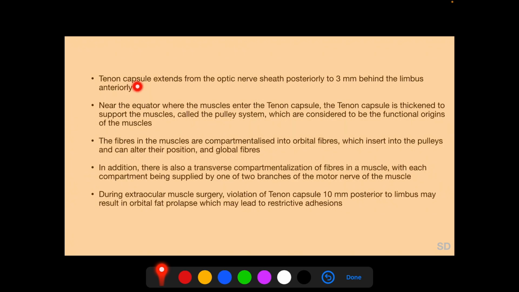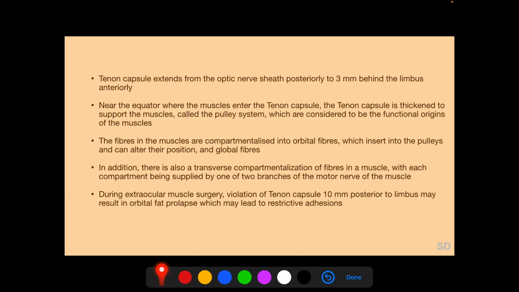The Tenon capsule extends from the optic nerve sheath posteriorly to 3 mm behind the limbus anteriorly. Near the equator, where the muscles enter the Tenon capsule, the Tenon capsule is thickened to support the muscles, and this is called the pulley system, which are considered to be the functional origins of the muscles. The fibres in the muscles are compartmentalized into orbital fibres, which insert into the pulleys and can alter the position of these pulleys, and global fibres, which insert into the sclera and are responsible for movement of the eye.